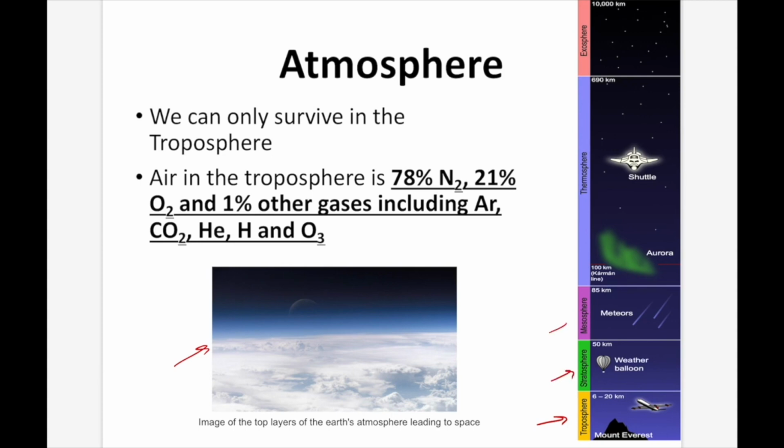Meteors are going to be in the mesosphere. Those colorful lights you see up north, those auroras, are going to be found in the thermosphere. And then we get to the exosphere, which is about 10,000 kilometers up.